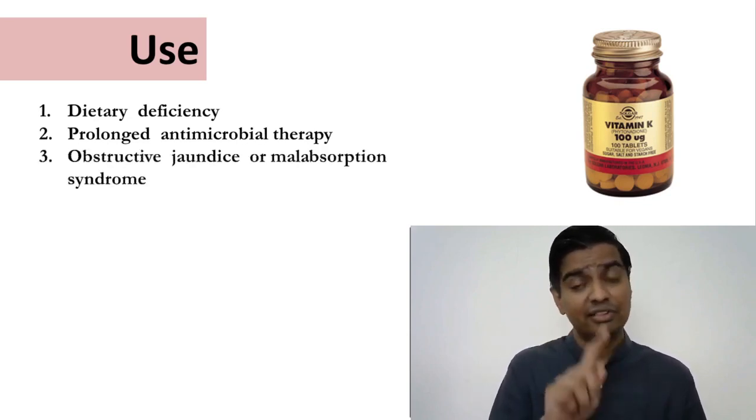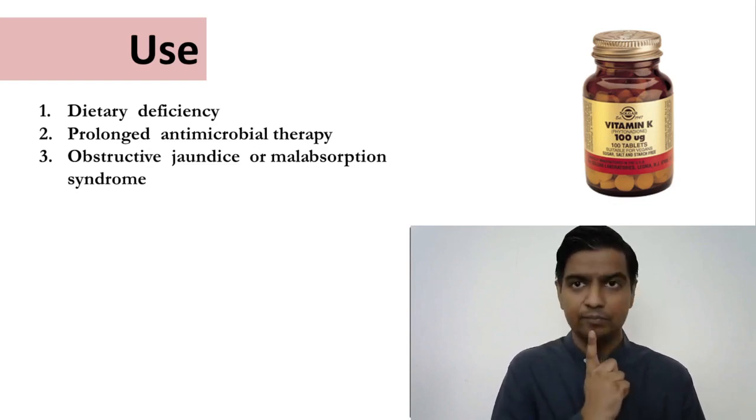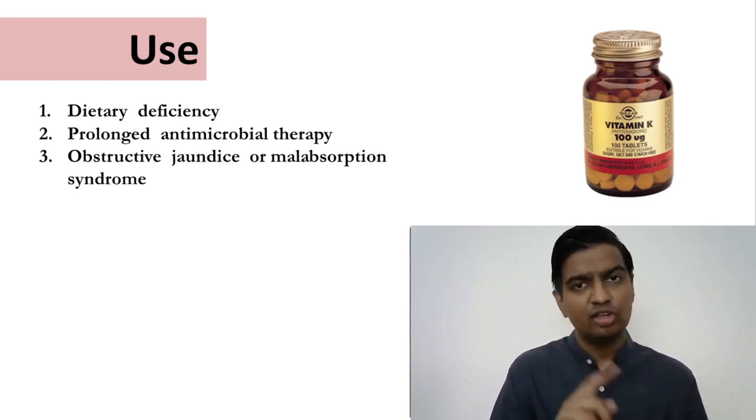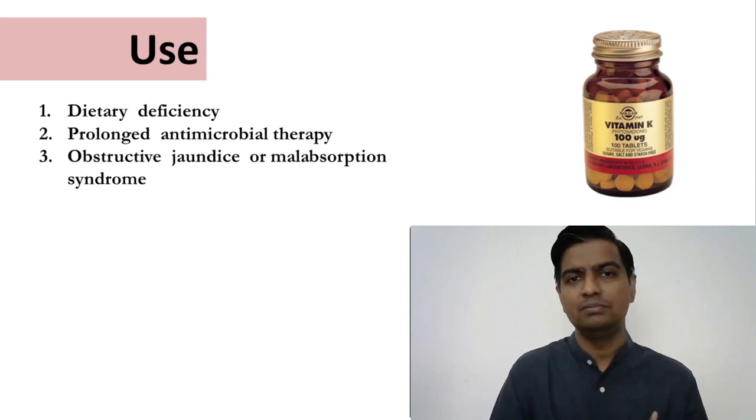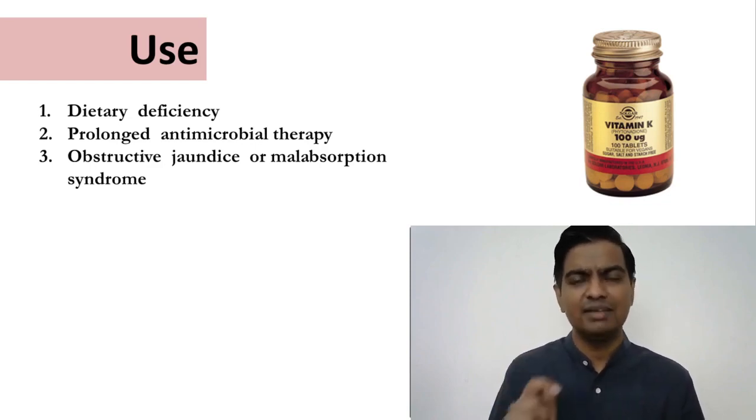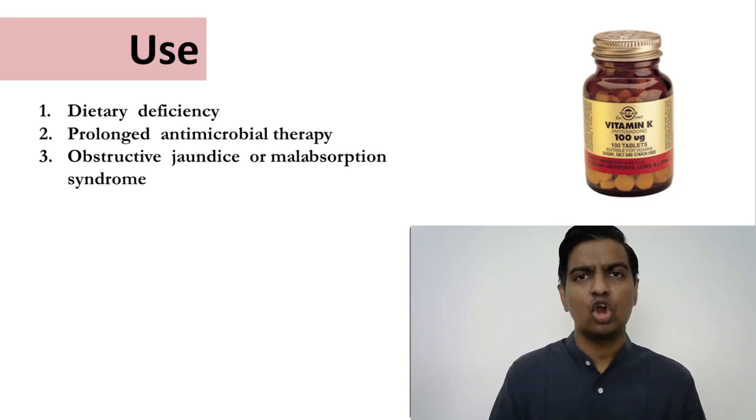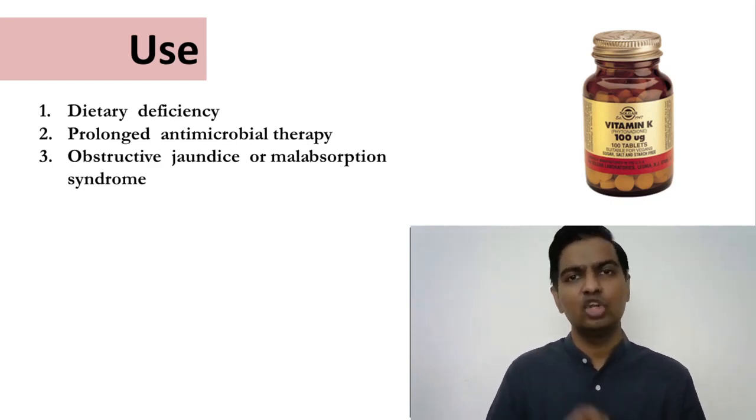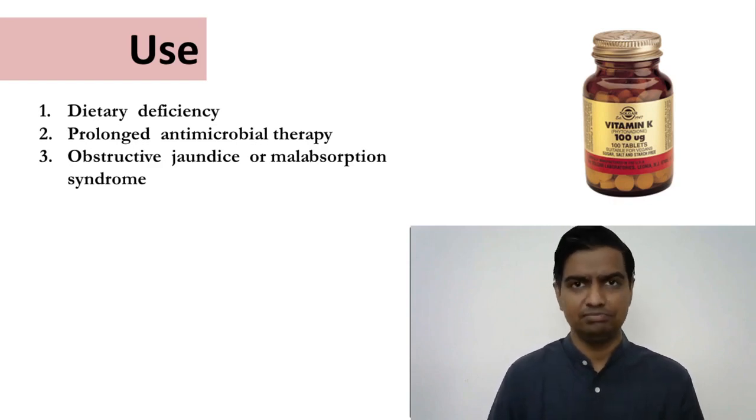Vitamin K is a fat soluble vitamin, right? Fat soluble vitamins require bile for absorption. If a person is suffering from obstructive jaundice or has some kind of malabsorption syndrome, he will not be able to absorb the natural form of vitamin K, which is fat soluble. And hence, we might recommend water soluble vitamin K or even give vitamin K injections to these people. Logical?